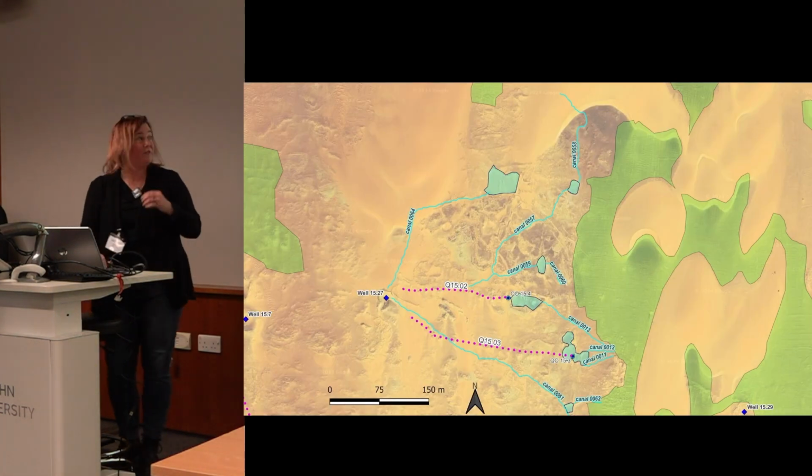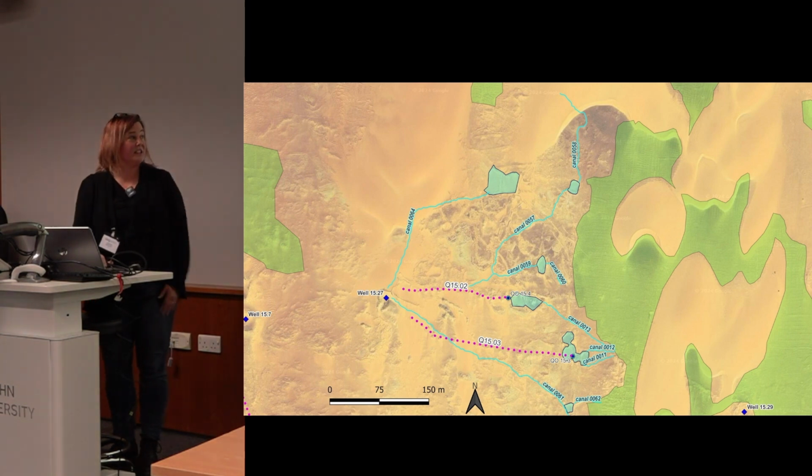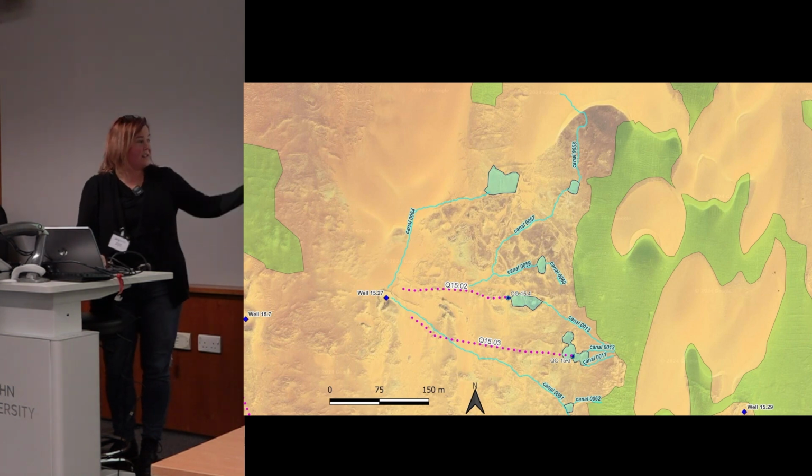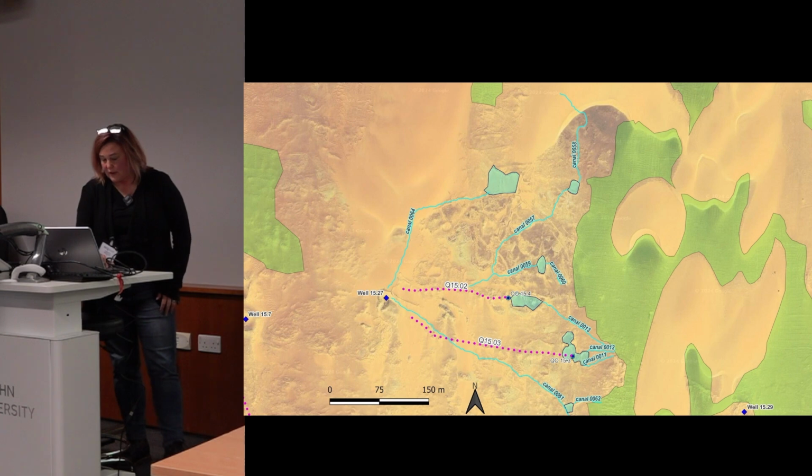And so, associated features, you can see here, this is just some of the digitization: the relict fields in green and reservoirs in blue, the qanats in the pink dots, and wells and such there as well.